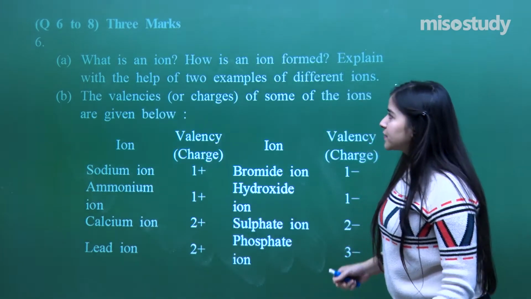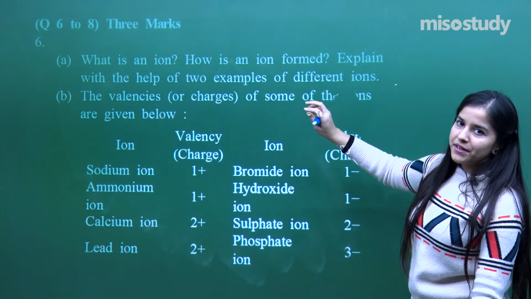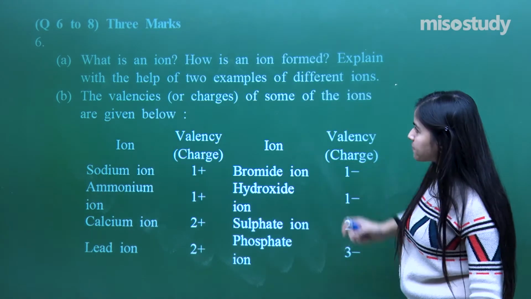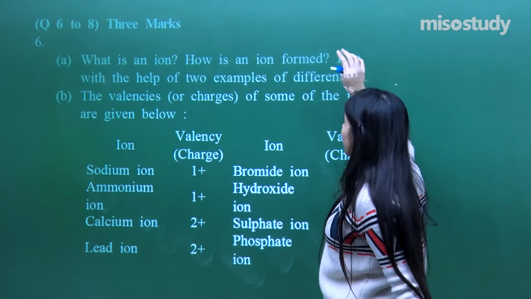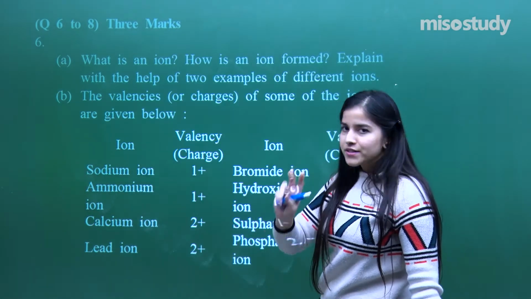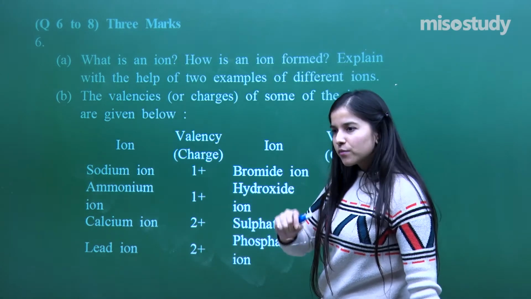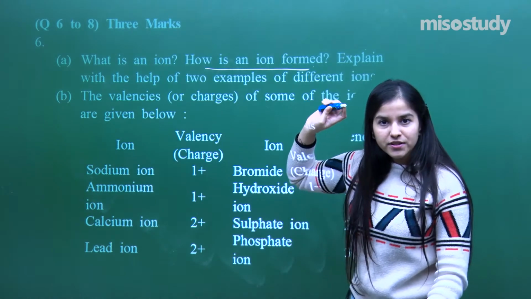Now question number 6. Okay, a 3-mark question, seems to be a pretty good question having several parts. What is an ion? How is an ion formed? First of all, what is an ion? An ion is a species which is not stable, first of all. It is formed whenever... how is it formed? Now comes the formation.